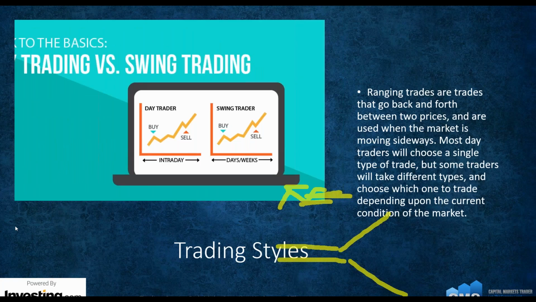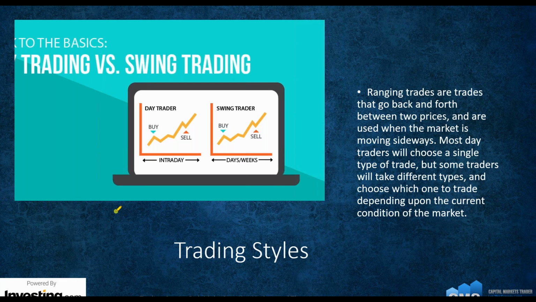So ranging trades are trades that go back and forth between two prices and are used when the market is moving sideways. Now, it's one of my favorite types of trading, and not necessarily for day trading. It's when you can find congestion and isolate a support level and a resistance level, and trade that asset every time it bounces off support and comes up to hit resistance and moves back down to support, and moves back up. It's another style.